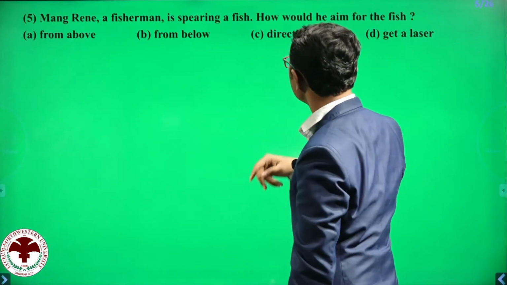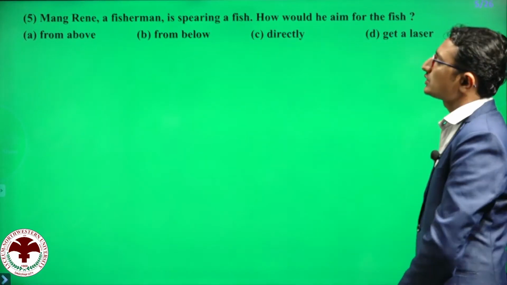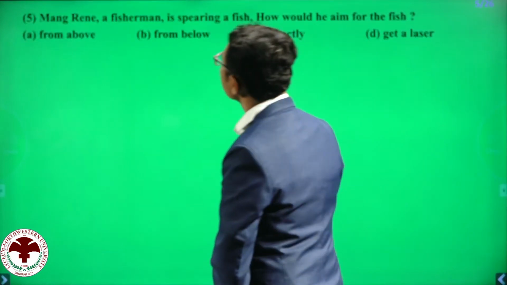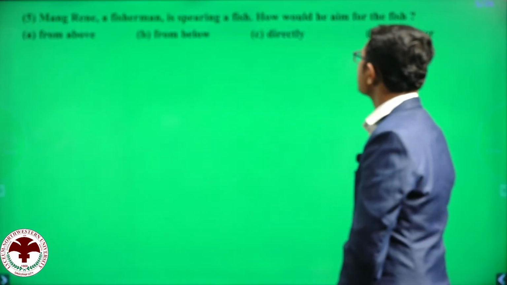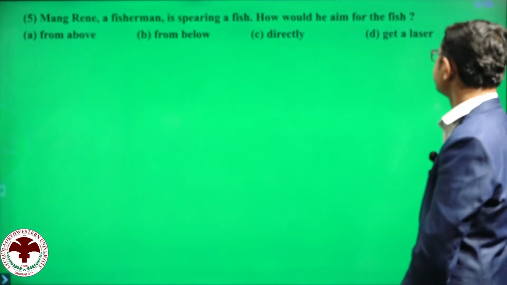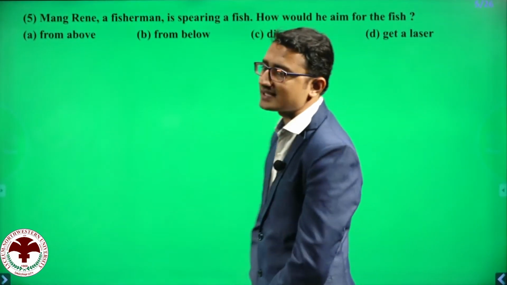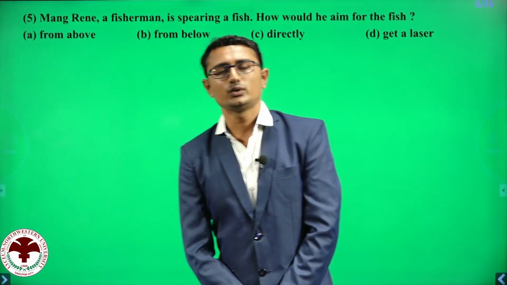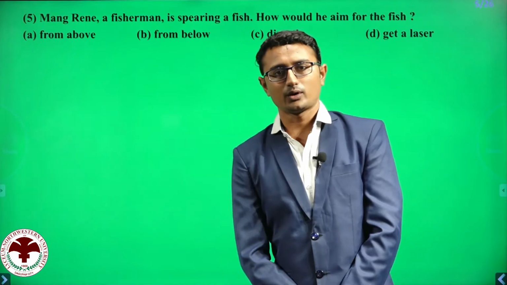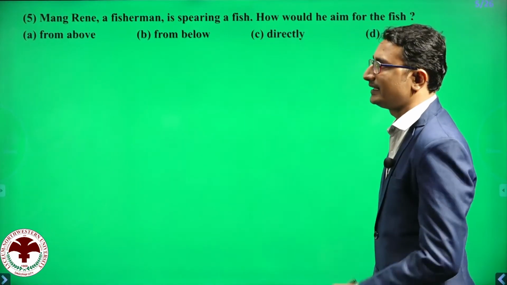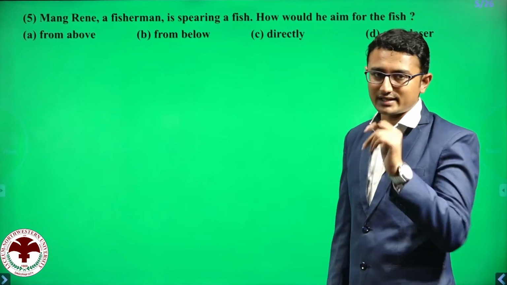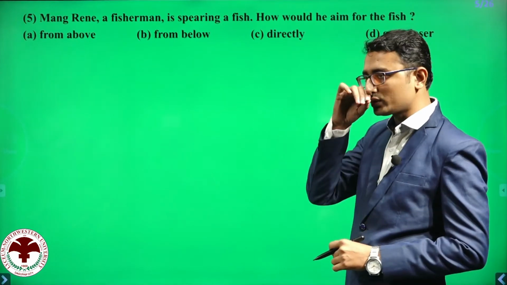Okay, now moving on to the next question. The next question is: a fisherman is spearing a fish. How would he aim for the fish? This is a concept from class 12. In class 12, you have studied ray optics. Ray optics was the chapter, and in that you have studied reflection and refraction. This is a question on the refraction topic.